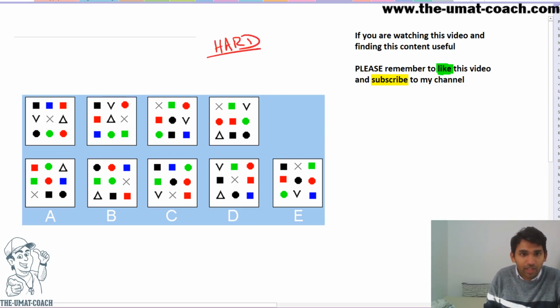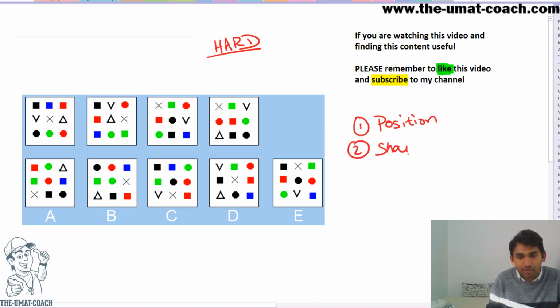Looking at this question, it says next in series, classifier is quite hard. This should take you maybe about a minute to try and solve it, maybe less than that. We're interested in a couple of things here. The components we need to think about are the positions of shapes and the actual shapes themselves being present or not.